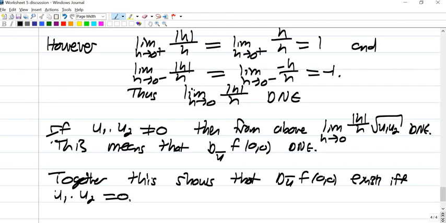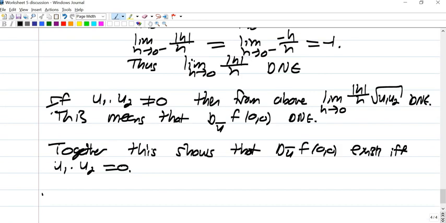Very important. We show that if u1 times u2 is 0, then the directional derivative exists. But if u1 times u2 is non-zero, then the directional derivative does not exist. So be very careful in answering this question, that you treat both cases when the product is 0 and when the product is non-zero. All right.